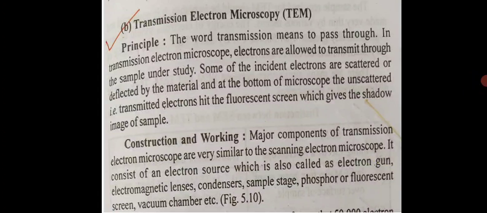Transmission electron microscopy, TEM. TEM stands for transmission electron microscopy. Principle: the word transmission means to pass through. In a transmission electron microscope, electrons are allowed to transmit through the sample under study. Some of the incident electrons are scattered or deflected by the material, and at the bottom of the microscope, the unscattered, that is, transmitted electrons hit the fluorescent screen, which gives the shadow image of the sample.